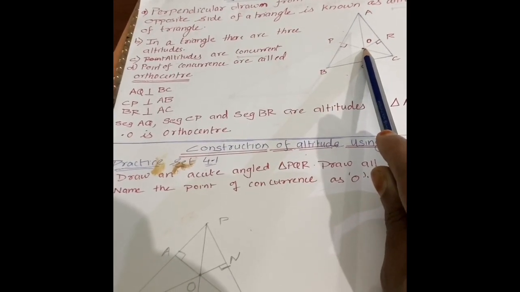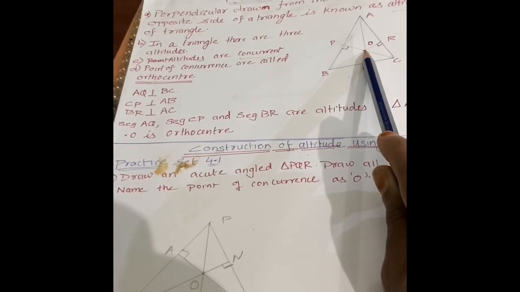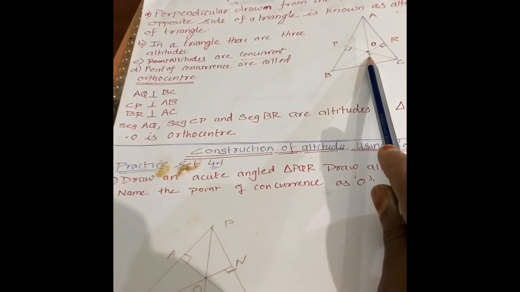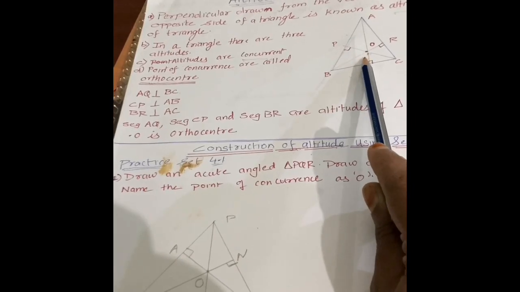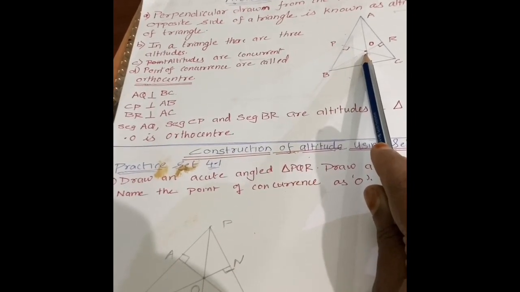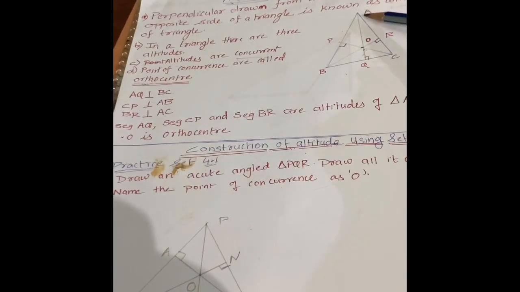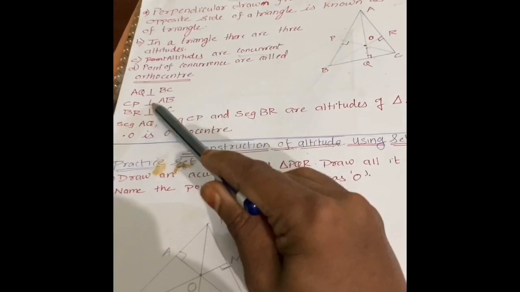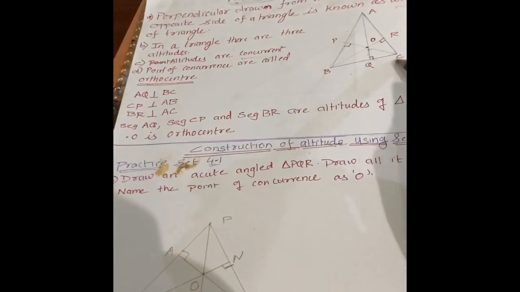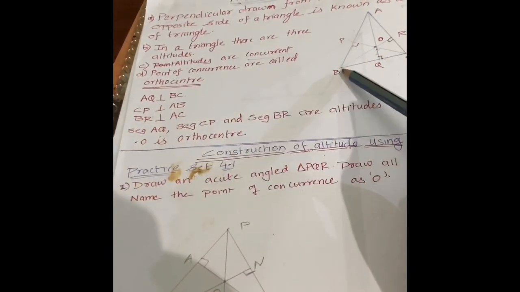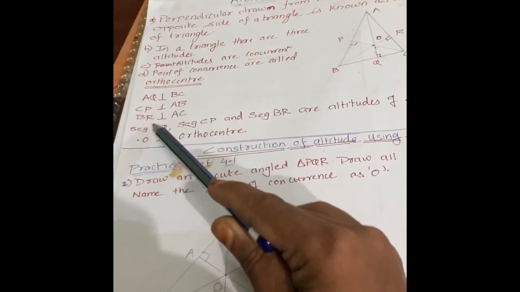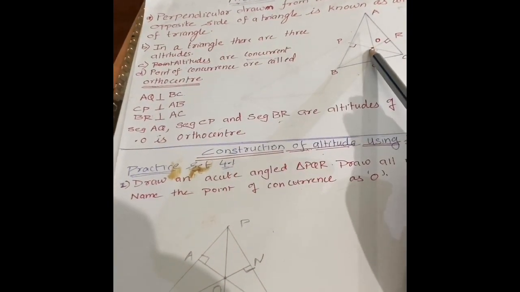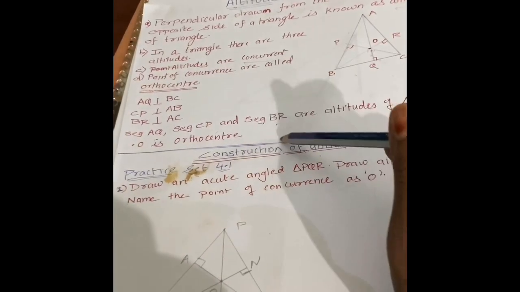Now for the altitude, we have a special name for this point of concurrence, and that special name is, children, orthocenter. So the point where all the 3 altitudes pass through is called the orthocenter. So in a triangle there are 3 altitudes, as I said. Which is the first altitude you can see in this diagram? AQ is perpendicular to BC, CP is perpendicular to AB, BR is perpendicular to AC. So these are the 3 altitudes, segment AQ, segment CP and segment BR, and all these altitudes pass through this point O. So these are the few points which you should know, children.